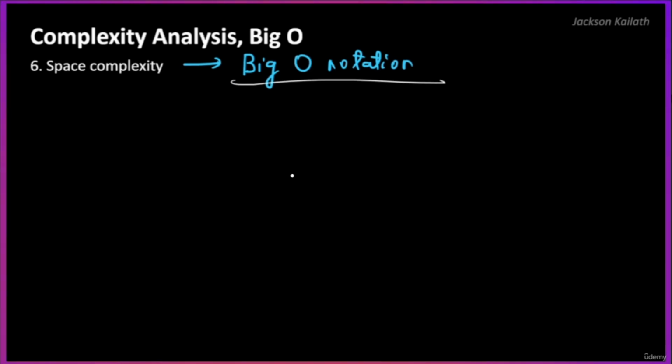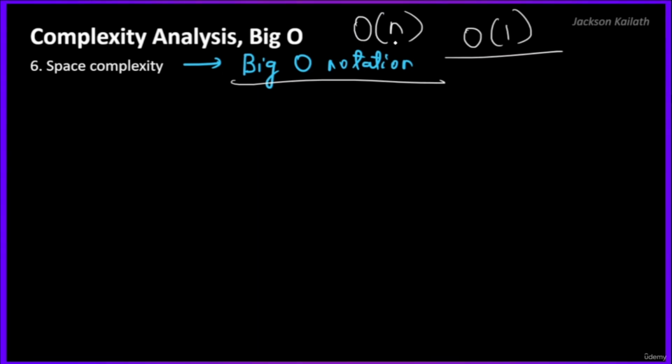So if you say that the space complexity of an algorithm is O of 1, it means that the space required by the algorithm to run does not scale as the input size scales. Similarly, if you have an O of n space complexity, it means that the space requirement by the algorithm scales linearly as the input size grows.